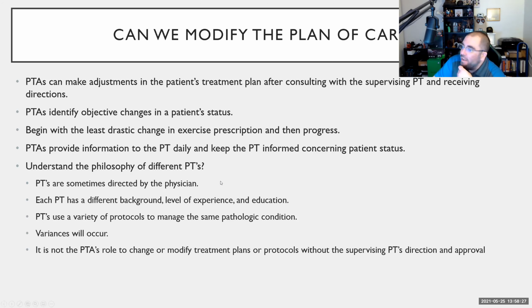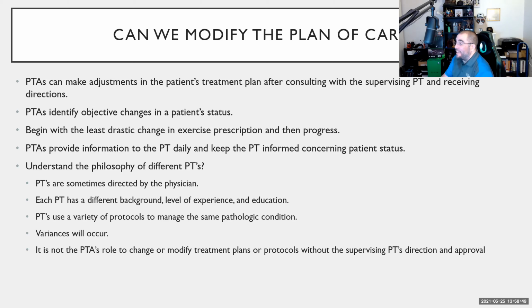So here we go. I'm going to ask this before we get into this discussion. Can we modify the plan of care? I'm waiting for Dr. Reskin to jump in here. Can we modify the plan of care? No? No. Okay. Do you hear that, Dr. Reskin? Are you happy? No, we cannot modify the plan of care.